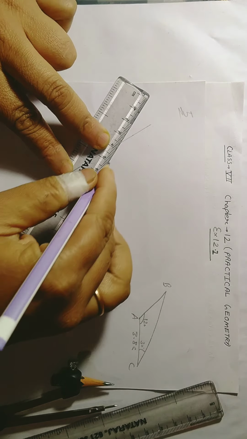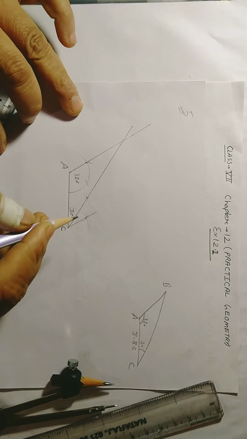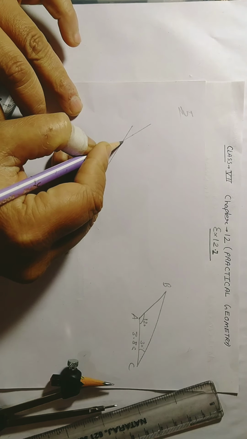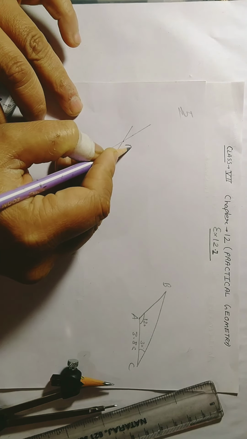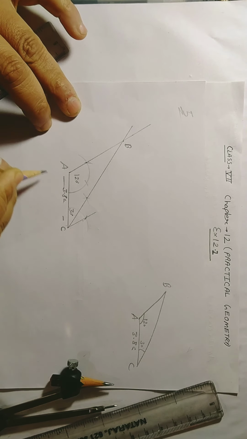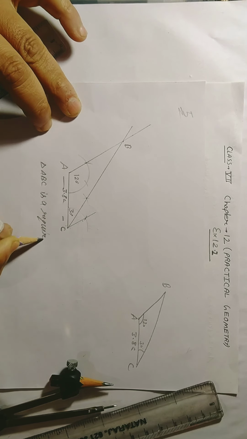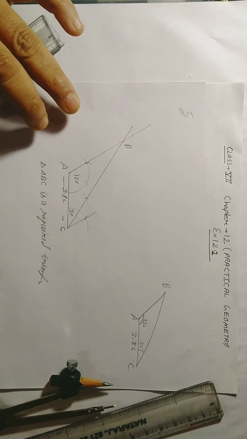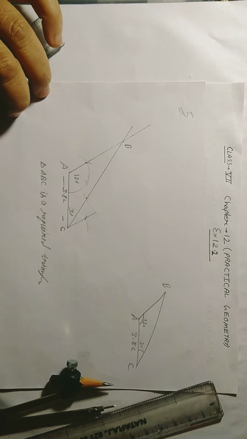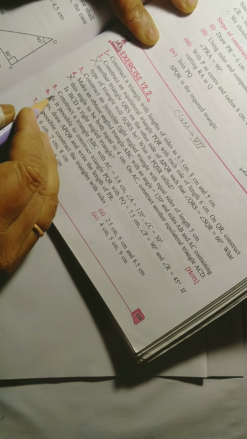So finally this angle is half of 60 degree, that is 30 degree, and these two rays intersect each other at point P. So finally triangle ABC is the required triangle. I hope question number 5 is clear. Just try it. Okay students, now we discuss question number 6.